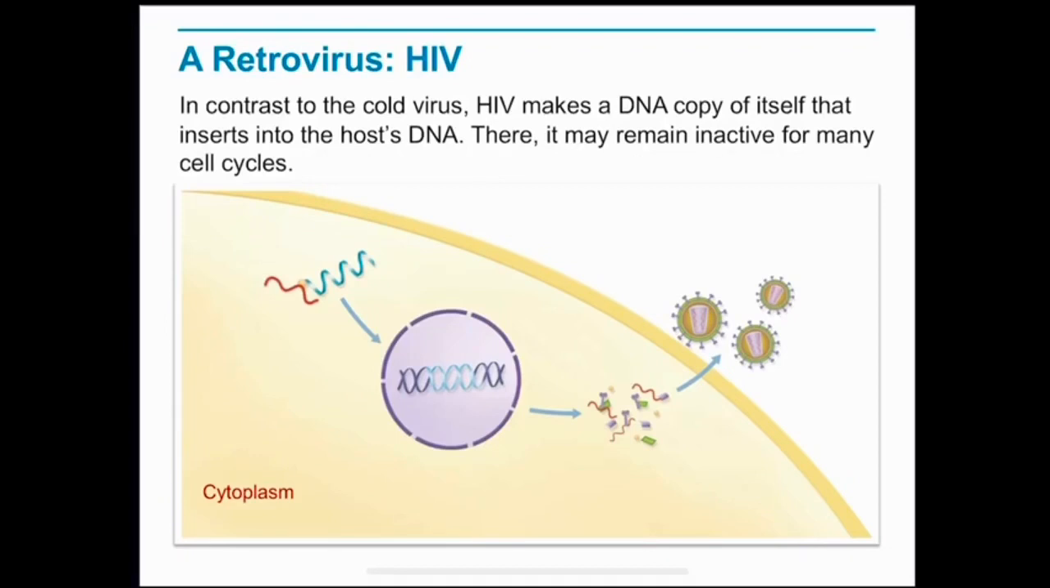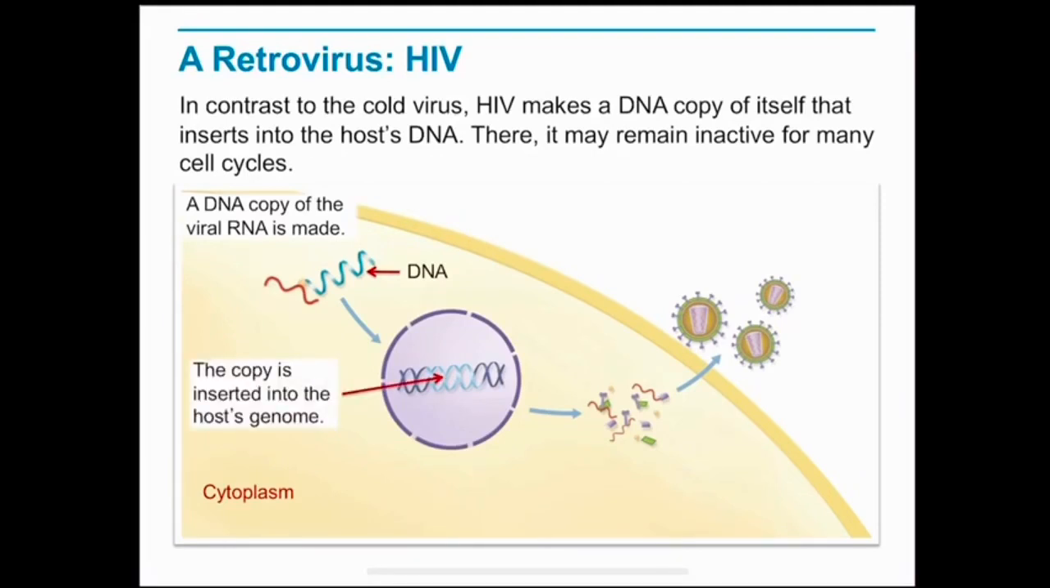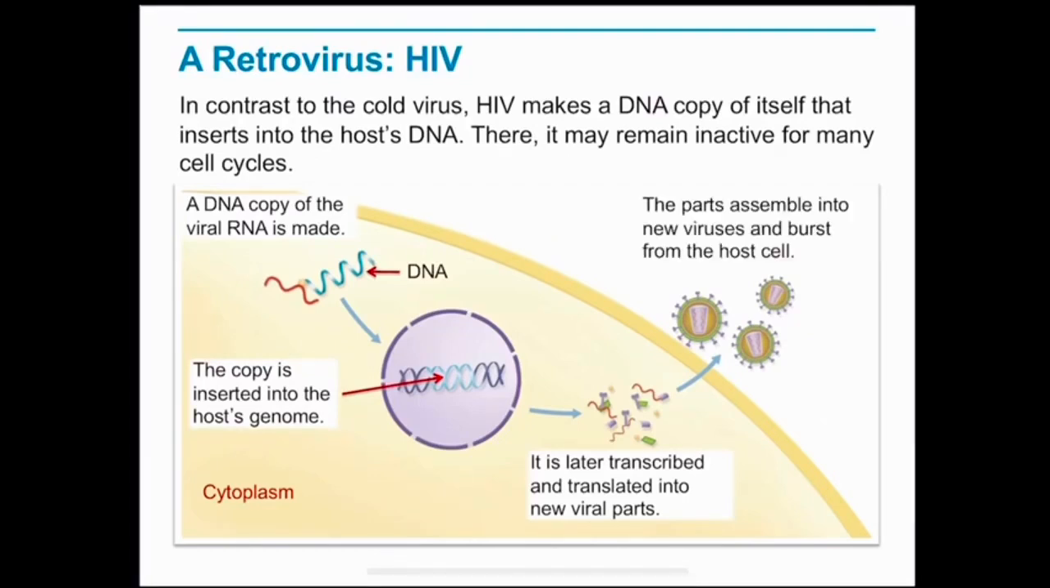One important difference between HIV and the virus that causes the common cold is that HIV makes a DNA copy of itself that inserts into the host DNA. There, it may remain inactive for many cycles. So first, a DNA copy of the viral RNA is made. The copy will be inserted into the host genome. It will later be transcribed and translated into new viral parts, and those parts will assemble into new viruses and burst from the host cell.